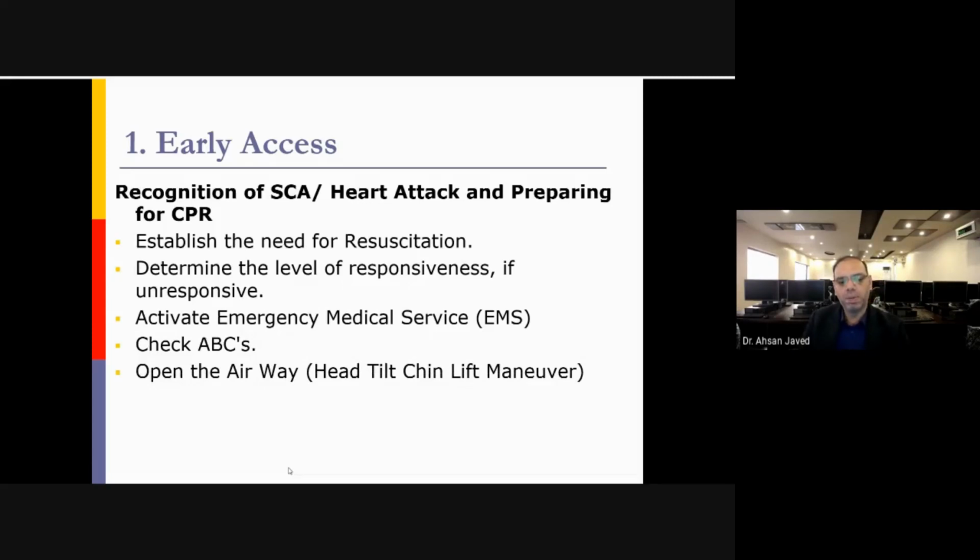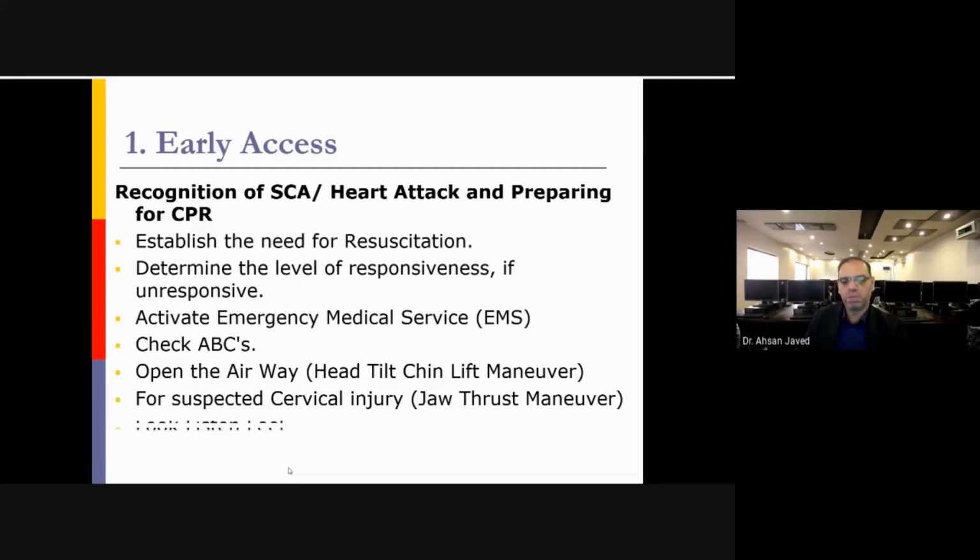Open the airway. Usually there will be no history or suspected cervical injury, so we can go with the head tilt and chin lift maneuver. If you recall, the other maneuver is the jaw thrust maneuver, which is used when we suspect a cervical injury. But in case there is no cervical injury, we can go with the head tilt and chin lift maneuver. For suspected cervical injury, we'll use the jaw thrust maneuver. The best method is to approach the patient from the right side in a kneeling position.